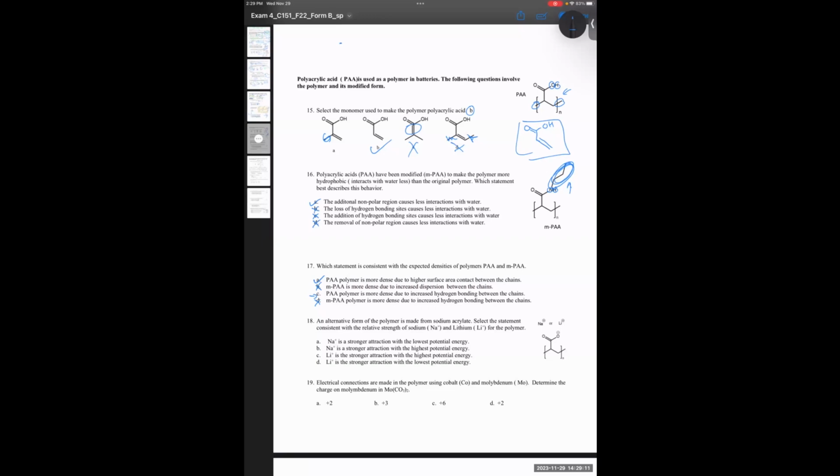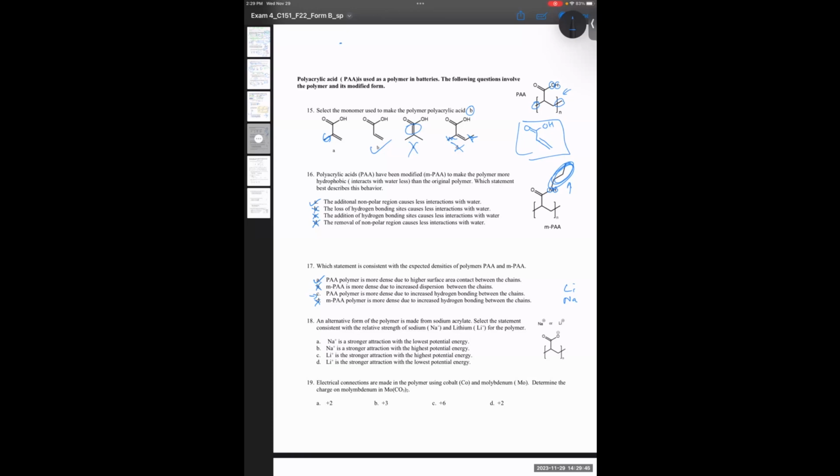Question 18. An alternative form of polymer is made by sodium acrylate. Select the statement consistent with the relative strength of sodium and lithium for the polymer. Sodium is stronger attraction with the lowest potential. Oh, yeah. So this is just the attractive interactions between the ions and the anion. Between sodium and lithium, which is above sodium, meaning lithium is smaller. If it is smaller, then ions are going to get closer to each other. It's going to have strong attractive interactions.